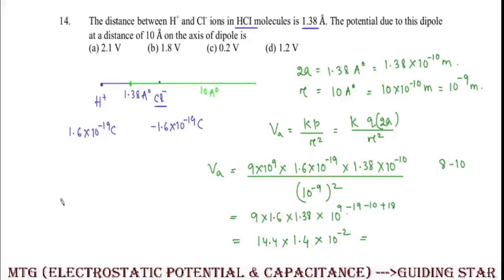14, we know that the square of 14 is 196. So that means it is 14.4 into 1.38, that will be more than 196. Clear? It will be more than 196. That means this has 1.4, clear? So this is 1.4 and this is 14.4, so approximately we will take it to be around 20, clear?